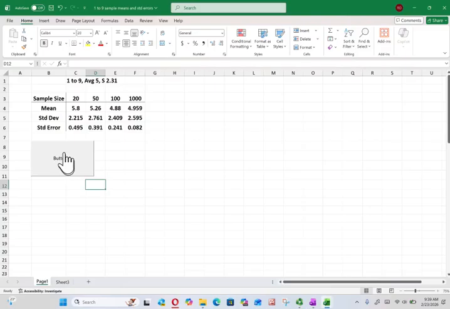Look at the standard deviation. Is there a big difference between samples of size 20, 50, 100, and 1,000? And no matter how many times you do that, the order changes a little bit. It goes up and down, but the standard deviation is basically the same.